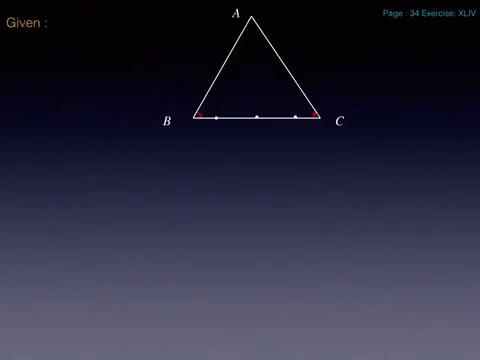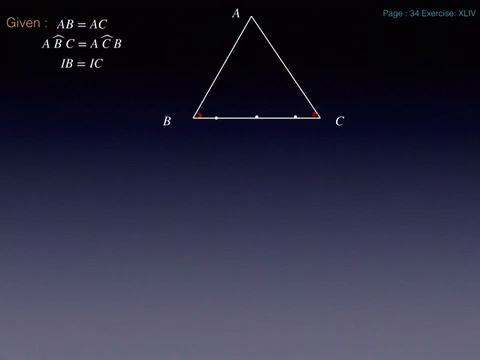Hi everybody, so we'll solve page 34, exercise XLIV. We have given the triangle, isosceles triangle ABC, so the two sides AB and AC are equal. Also, the two angles ABC and ACB are equal.